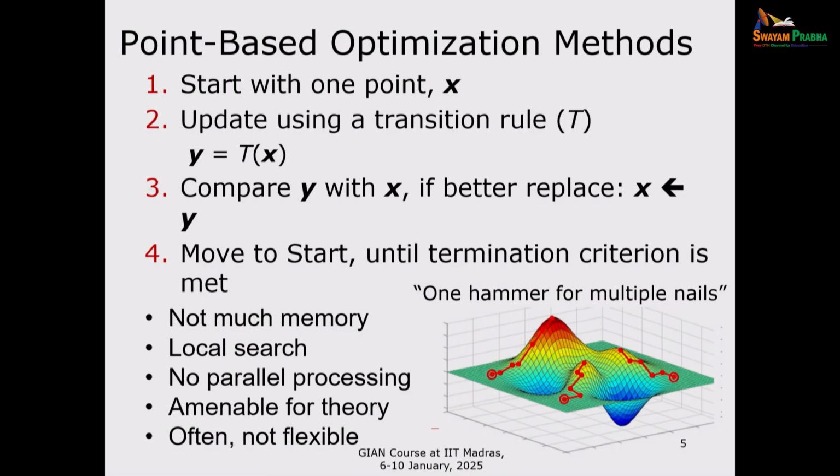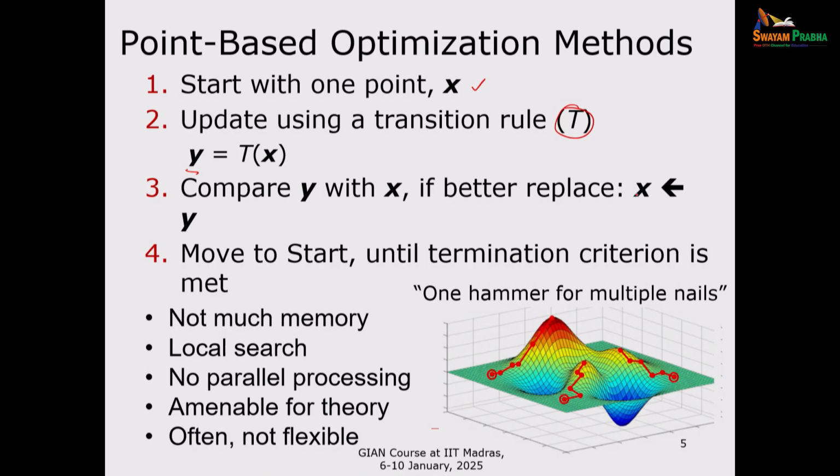So let's go a little deeper into these two methods, starting with point-based methods. You start with a particular solution, some initial solution, then you update it with an update function that the algorithm already has, or if you want to design your own, you have to come up with a transformation function, how to transform x into a new solution y. Then you evaluate y, meaning compute the function and constraints, and compare y with x. If y is better, keep it, replace x with y.